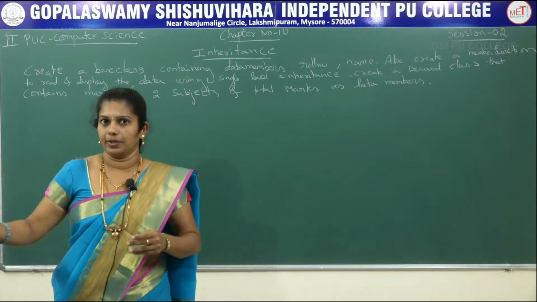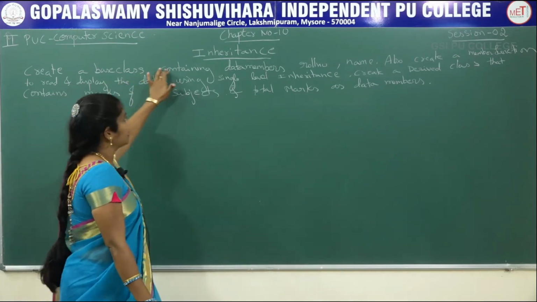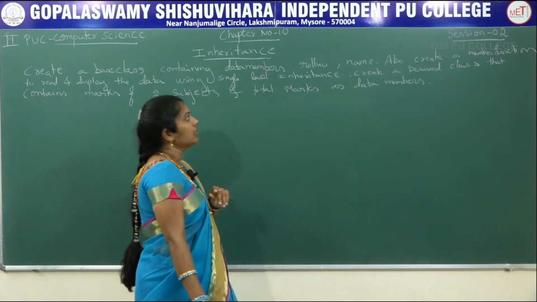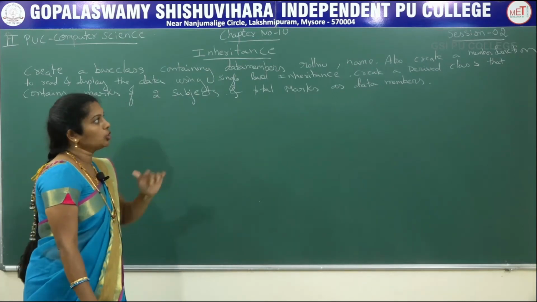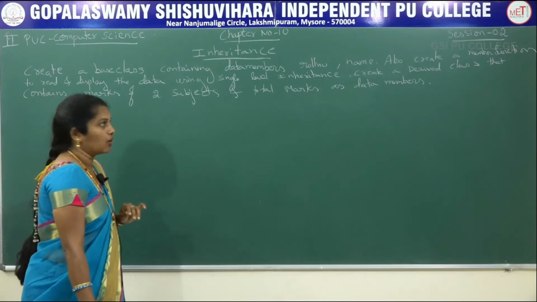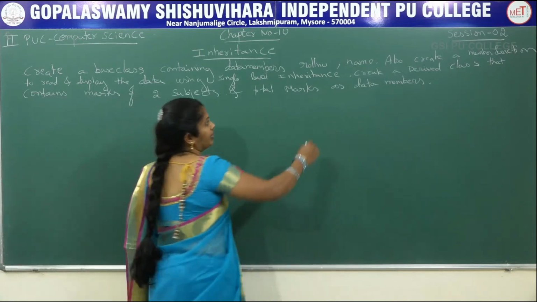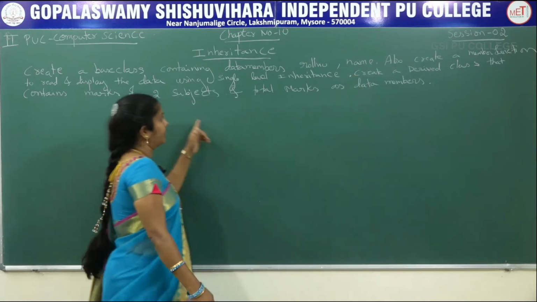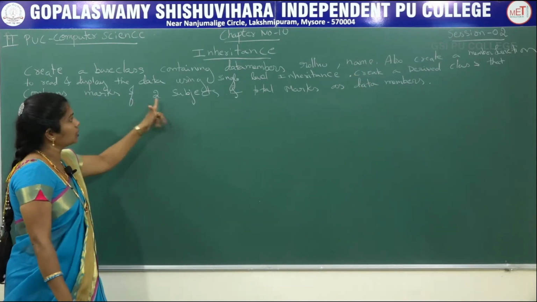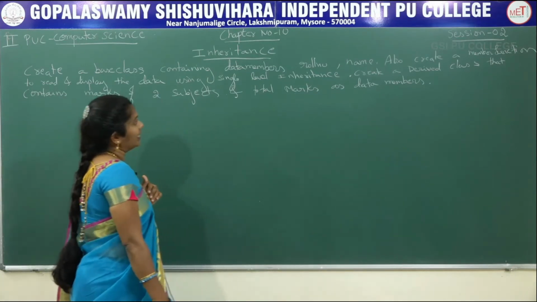Consider this is the program, this is your lab program, 11th program. Here create a base class containing the data members roll number and name. Also create a member function to read and display the data using the concept of single level inheritance. Then you have to create a derived class that contains the marks of two subjects and you have to find the total. From this what exactly do I come to know?